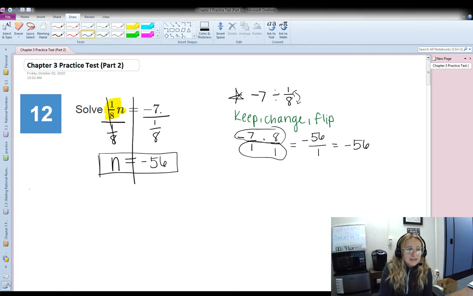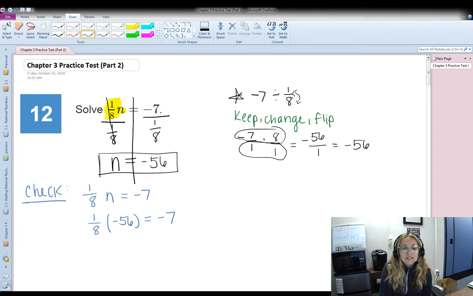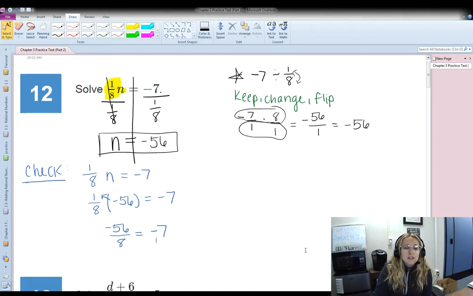Then, of course, I go down here. And if you forgot your check, make sure you're writing it now, please. You want to write the original equation. Then you want to plug in what n equals. So we have 1/8 times -56 equals -7. Remember that if you have a whole number and a fraction, you essentially multiply that whole number with the numerator. So it's going to be -56 over 8 equals -7. And I know -56 divided by 8 is -7, which is what I needed. So I can do a check mark. I know my answer is correct.